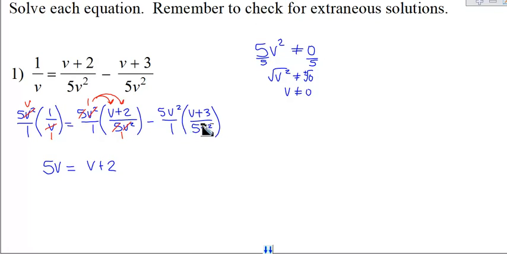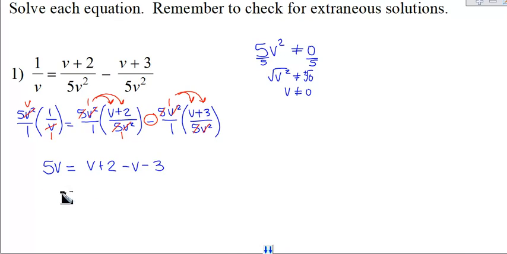In this final one, again, 5v squared cancels out with 5v squared, but this negative sign changes things a bit. You need to think of this as a negative 1. So when you distribute it, make sure that you're careful with your signs. My answer is negative v, negative 3.